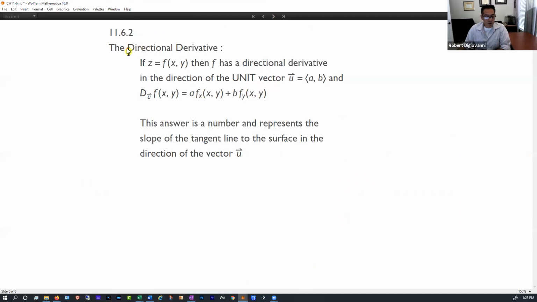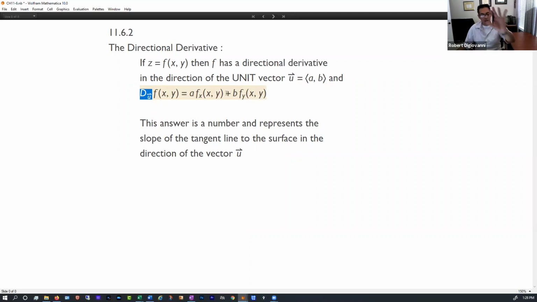And it's called the directional derivative. So if z is a function of x and y, so if you have a surface, then f has what's called a directional derivative in the direction of the unit vector u equals ab. And this is the notation for it, capital D subscripted with the vector u of f of xy, and here's what it is.